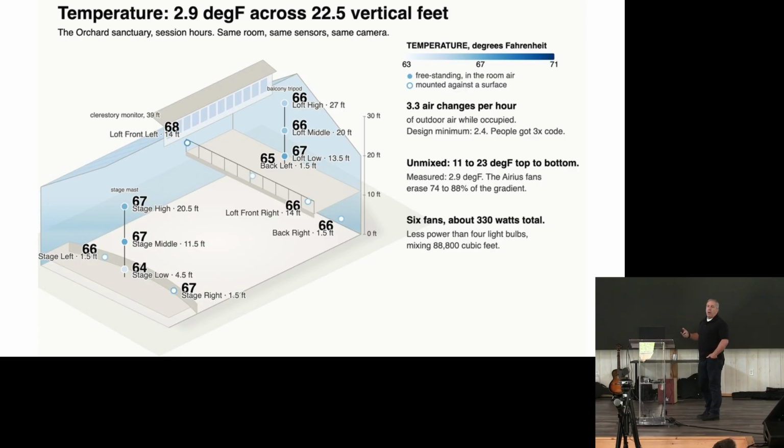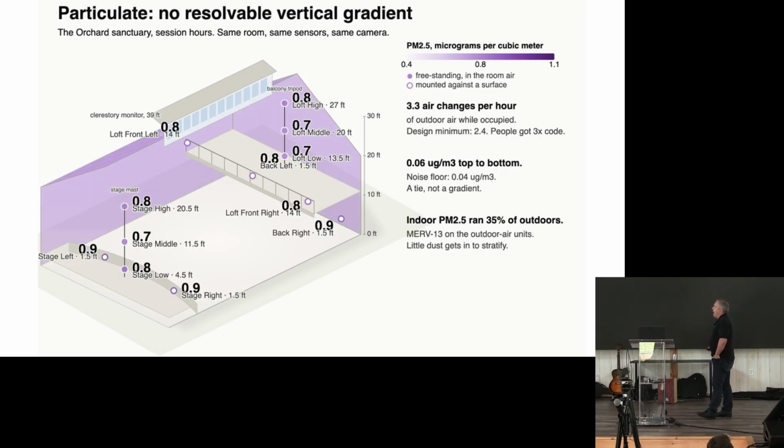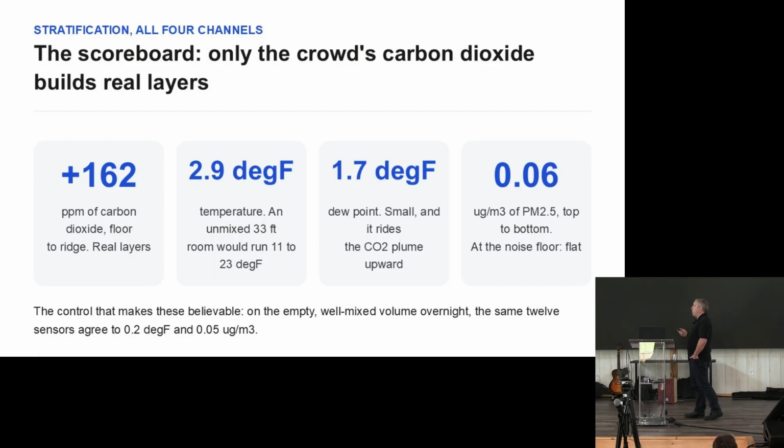The dew points, so I don't know if Andy's still here, but Andy loves measuring dew point stratification. So I try to get as high up there in the ridge as possible. And the dew point there did increase 1.7 degrees from down here at the floor all the way up high. And particulate, interestingly, good mixing here. We saw no stratification in the particulate matter throughout the whole space. It stayed pretty much the same. So the scoreboard really, it was just the CO2 we saw stratified; the temperature, dew point, and PM really weren't.